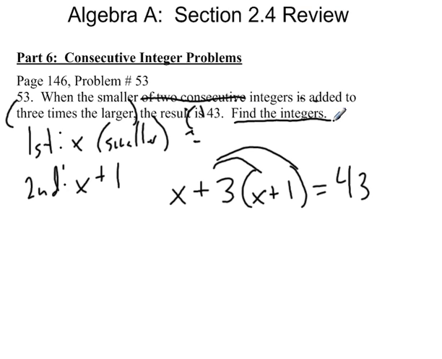So make sure it says find the integers, that you're going to answer the small one, you're going to answer the large one. I'm going to let you complete that on your own. So there's your 2.4 review. We're going to move into 2.5 next, looking at geometric formulas and applications of some more word problems. All right, good luck.